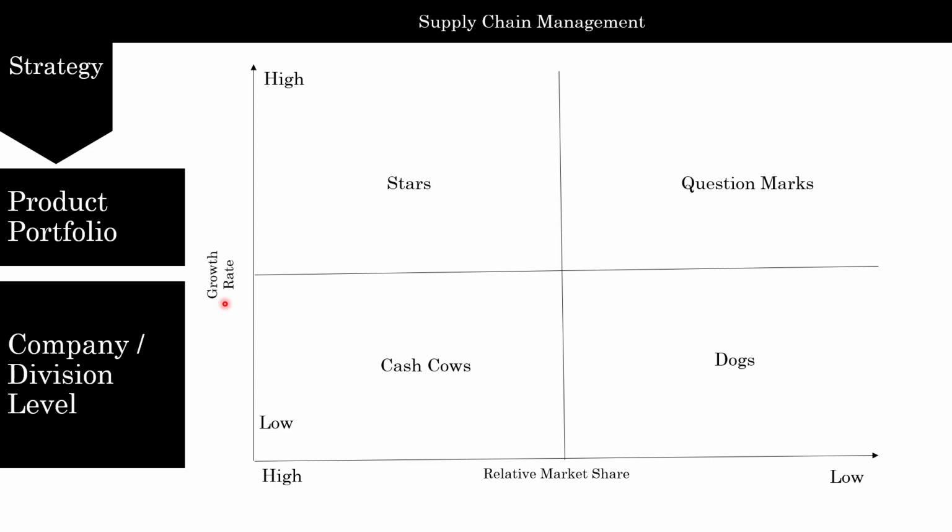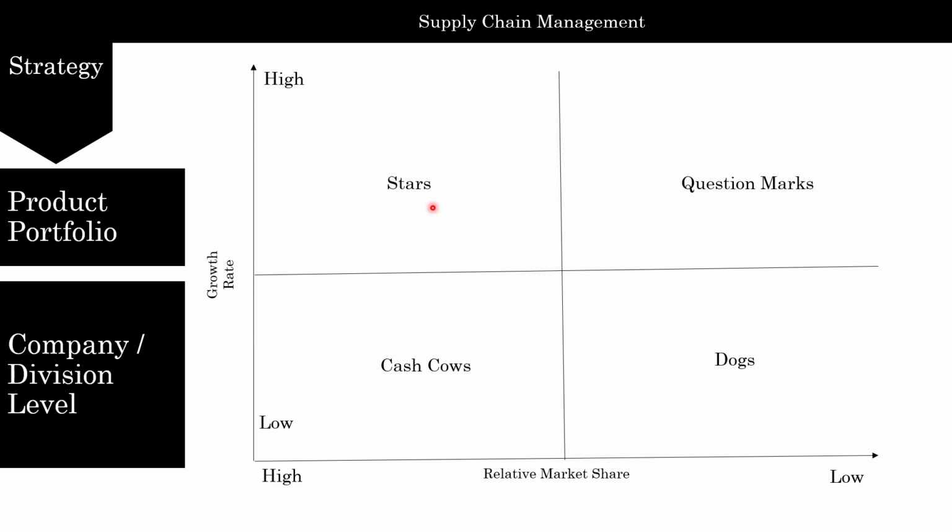Each of the four quadrants represents a specific combination of relative market share and growth. Low growth and high share is called cash cows. Companies should milk the cash cows for cash for reinvestments. High growth rate and high market share are stars. Companies should significantly invest in these stars as they have high future growth.